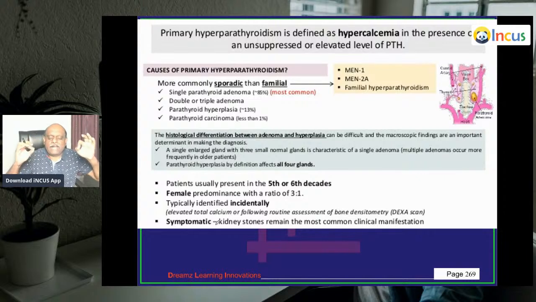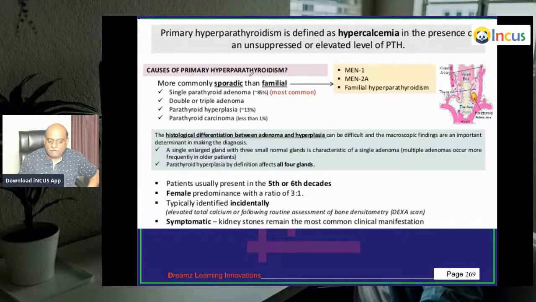So, what is primary hyperparathyroidism? If there is any adenoma in the parathyroid that produces too much PTH, that is called primary. Secondary hyperparathyroidism: if I'm having renal failure, I don't have vitamin D. If I don't have vitamin D, I have hypocalcemia. Hypocalcemia stimulates my parathyroid gland to produce a lot of parathormone. That is called secondary hyperparathyroidism.